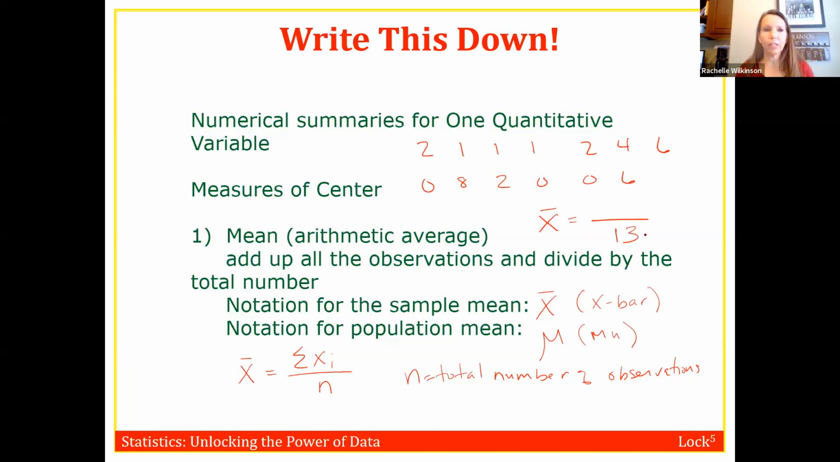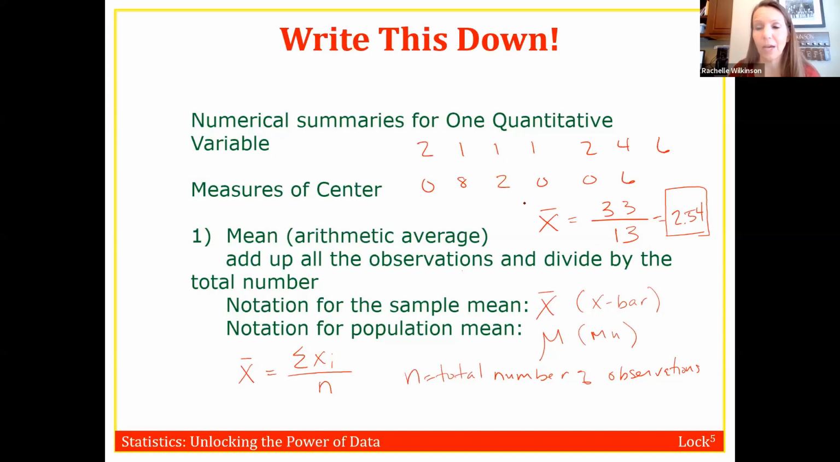So go ahead on your calculator, and I'll do it on mine too. Let's add up all those numbers and see what we get. All right, so when you add it up, you got 33, that's what I got too. So I take 33 divided by 13, and I get 2.54 if I round to 2 decimal places. So 2.54.